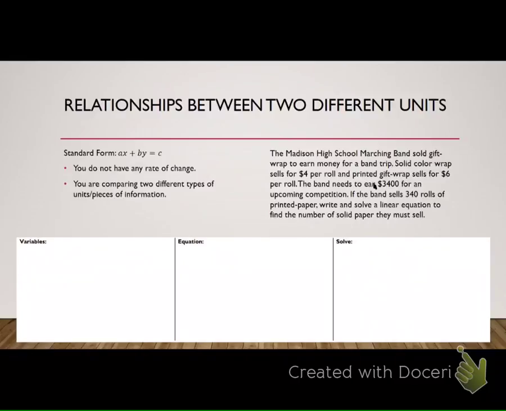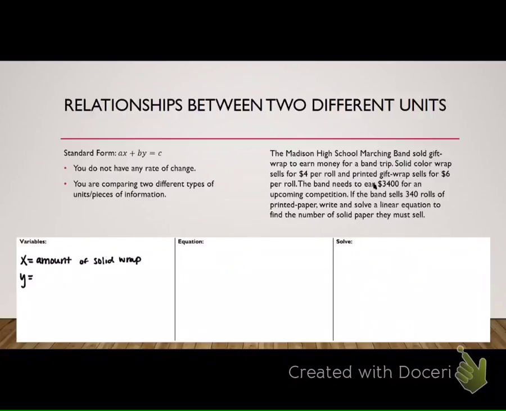So first of all, what are our two different pieces of information here? Notice that there's no rate of change. It's just telling you two different pieces of information. So Mike, what are my two different pieces of information? Okay, but what do those represent? Different color, or like the solid. So, solid color wrap and printed color wrap. Notice those are two different things, right? One has solid colors and one is printed. So it's the amount of solid wrap and the amount of printed wrap. Those are not the same thing.